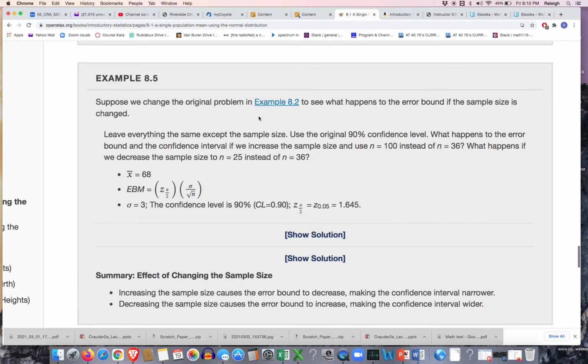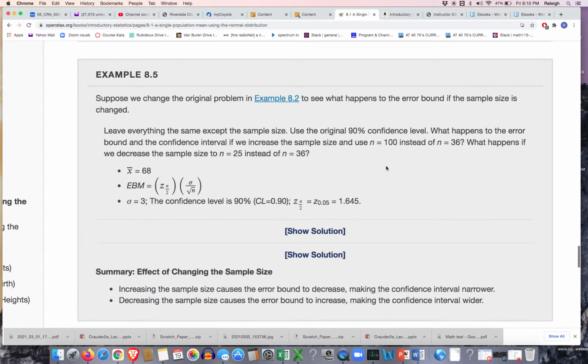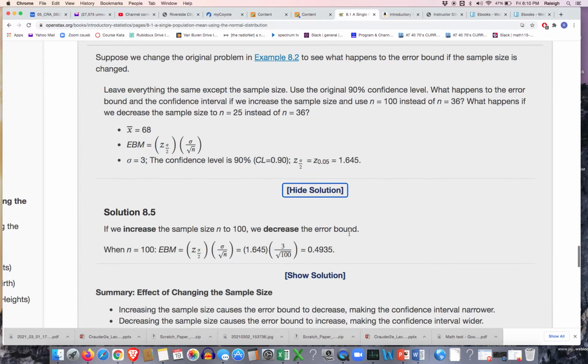So let's see. This is what happens to the error bound in example 8.2 if the sample size has changed. Leave everything the same except the sample size. We're back to 90% first of all. That's important. We're back to 90%, which means our Z was down to 1.645. But I think before we had 36 in the sample. Now we're going to get more precise and get a bigger sample. Everything else stays the same, but our bigger sample has an effect. The 1.645 is exactly the same as that first example.